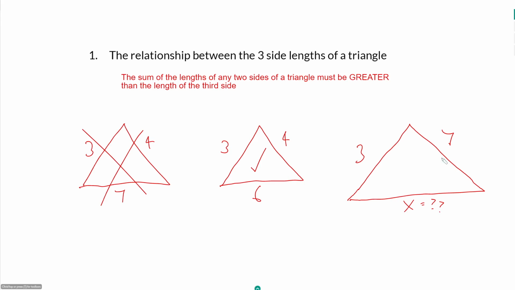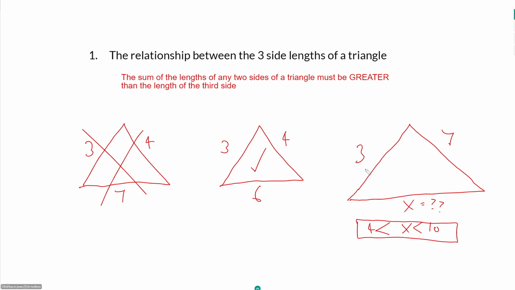So to do this, if you want to find all the possible values that X could be, well, X has to be less than the sum of the other two sides, and it also, though, must be greater than the difference of these two sides. So in this case, X must be between 10 and 4. Cannot be equal to 4 or 10. It must be between those two values. So the reason for this is because, what do you know?